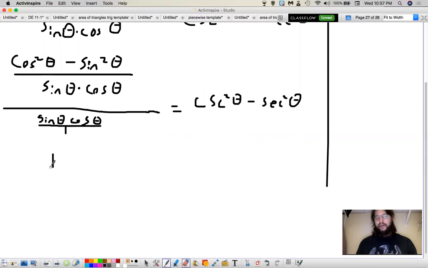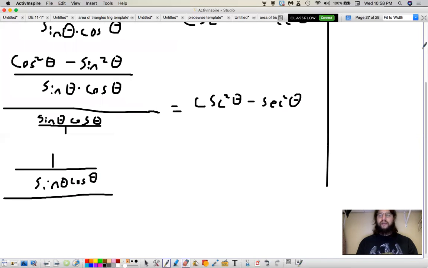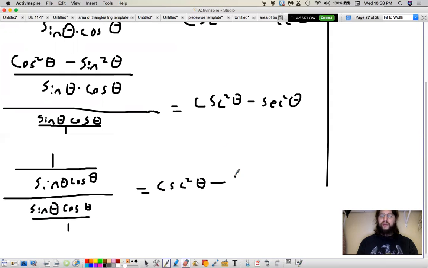1, Pythagorean identity, over sine of theta, cosine of theta, over, did I write that down? Yeah, okay. Theta, cosine of theta, over 1. This might be one where I have to manipulate the other side in a minute.